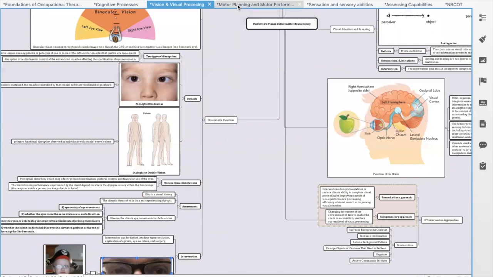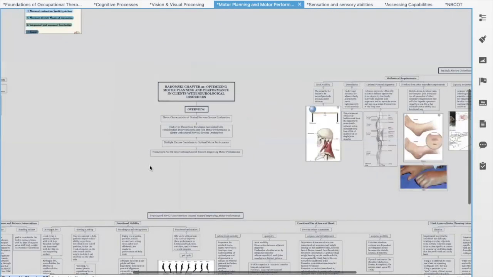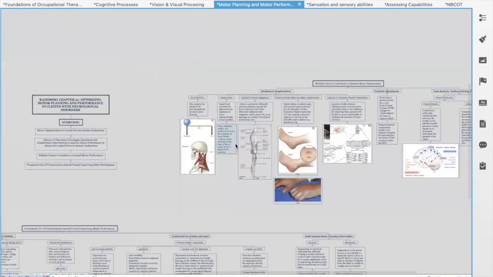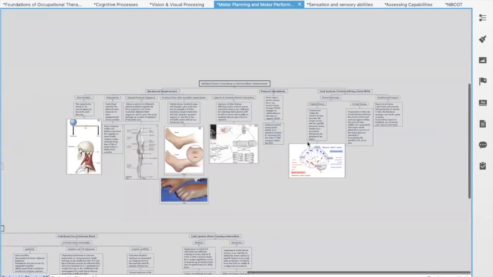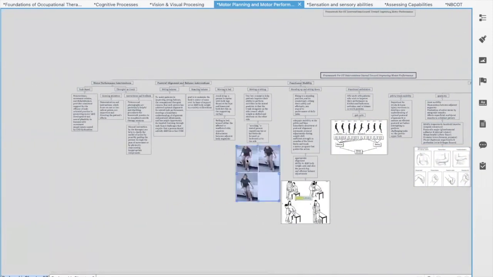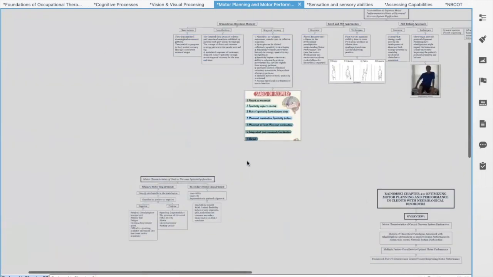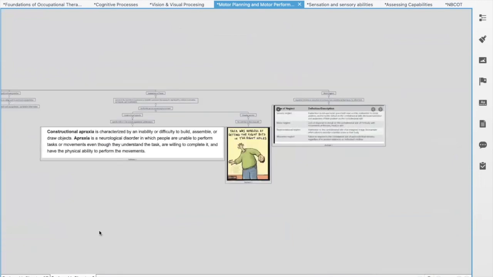Now moving on to motor planning. So this is just touching on optimizing motor planning and performance in clients with neurological dysfunctions. And as you can see here, there's lots of visual aids included as well, to give you an idea of what it may look like in your client.